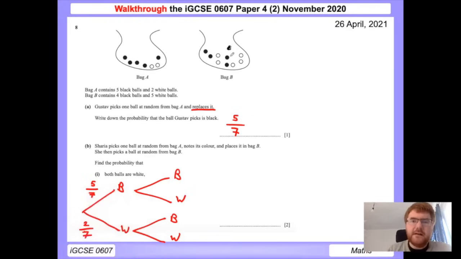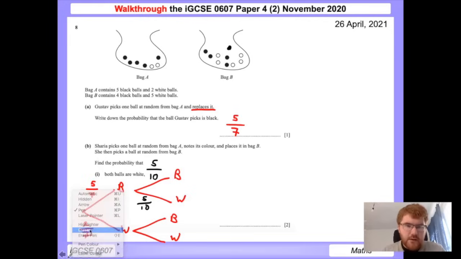So I put a black ball into bag B, and now we take a ball out at random from bag B. So notice now we've actually got 1, 2, 3, 4, 5 black balls out of 1, 2, 3, 4, 5, 6, 7, 8, 9, 10. So we have 5 tenths for black, and again these always have to add up to 1, so then we get 5 tenths there like so.